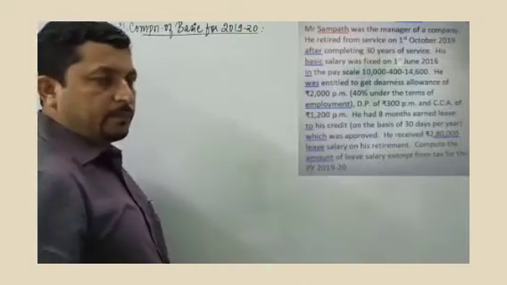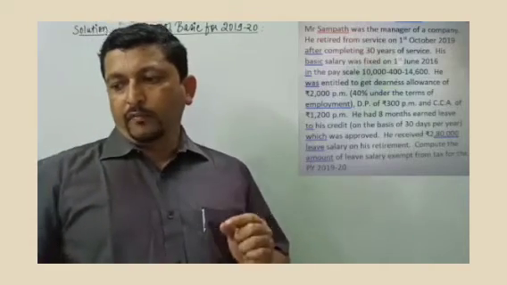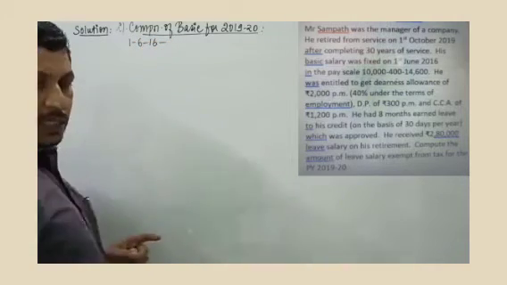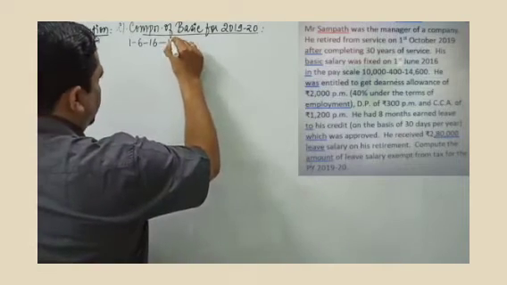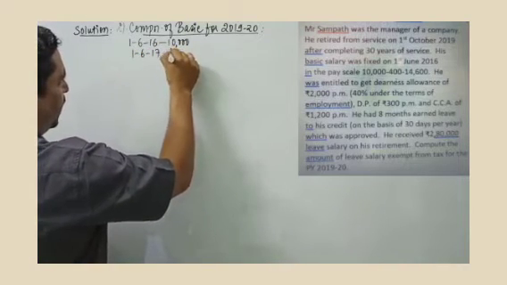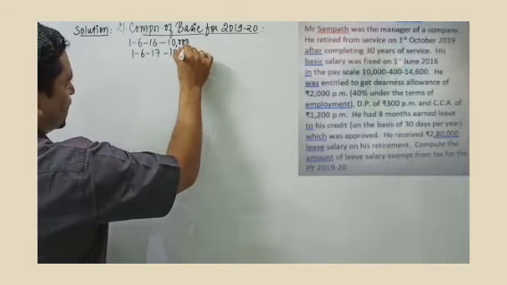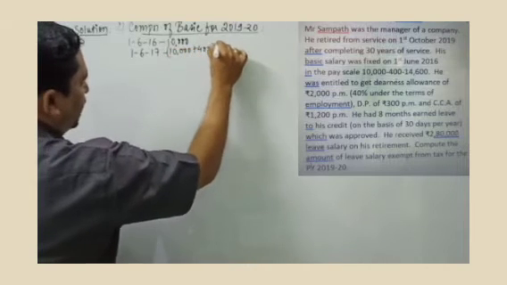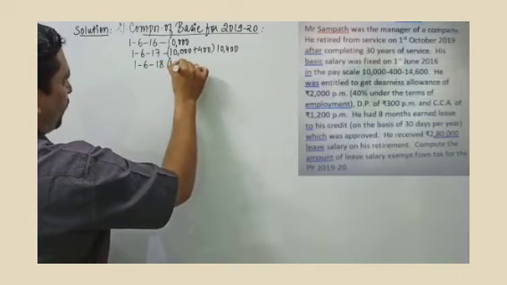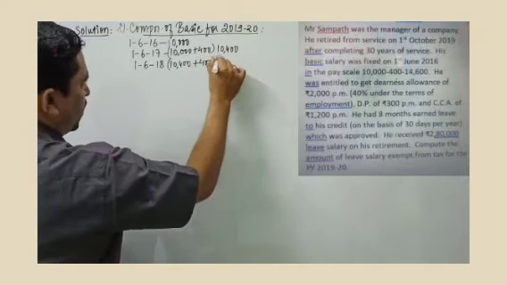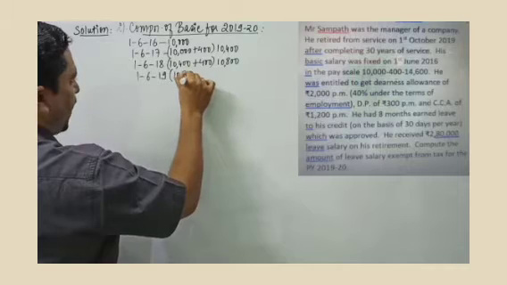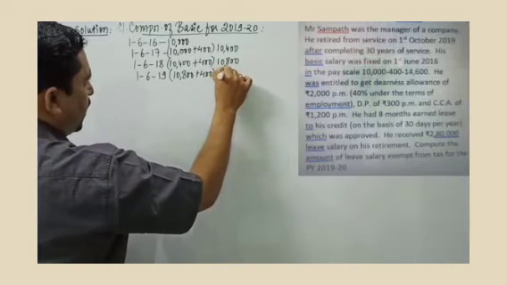2019-20. It's given his basic was fixed on 1st of June 2016. So 1st of June 2016, his basic was rupees 10,000. On 1st of June 17, his basic would be 10,000 plus 400 increment, which gives 10,400. On 1st of June 18, it will be 10,400 plus 400, that will be 10,800. On 1st of June 19, it would be 10,800 plus 400, which gives us 11,200.